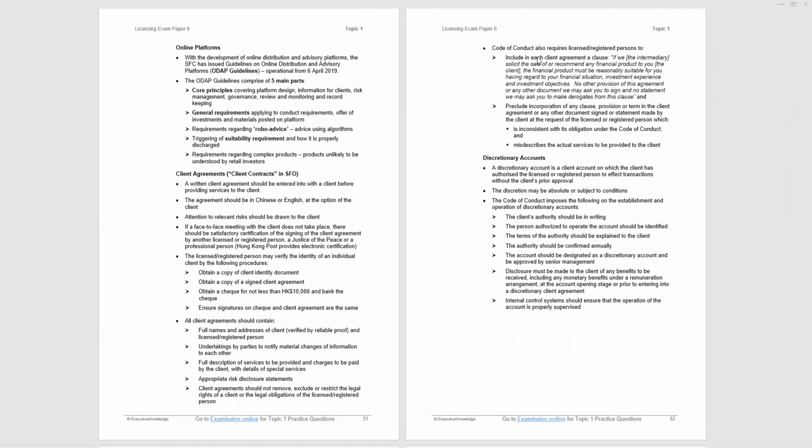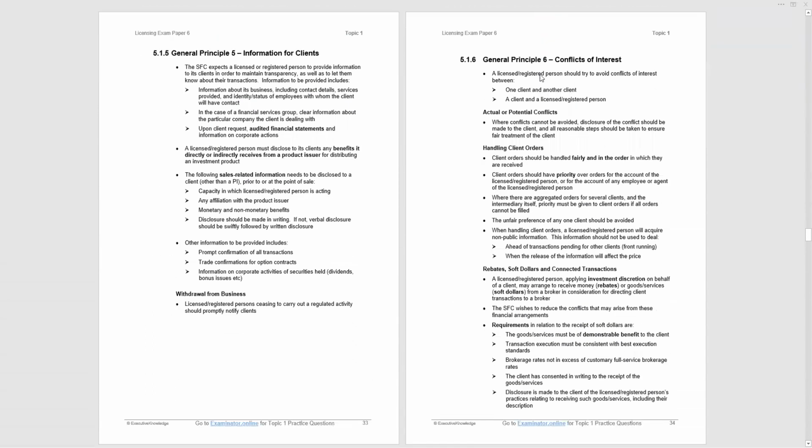Client agreements, yes, you must have a written client agreement before you provide any services to a client, and details of what should be in and how you should process client agreement are listed there on page 31, as well as discretionary account agreements or authorities from client in writing that you can operate a client account using your own discretion. The points are on page 32.